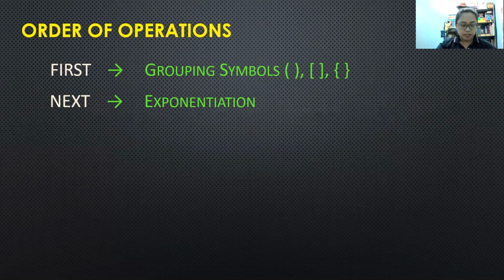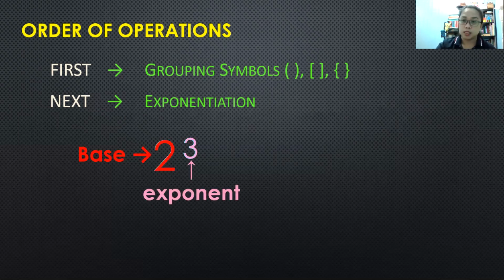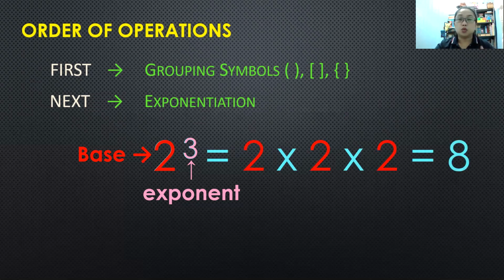Paano nyo malalaman o masasabi na may exponentiation? Okay, suppose you have encountered this number, no? Yung 2 raised to 3. Yung 2 dyan is what we call the base. And 3 is what we call the exponent. So pag ganyan yung notation ng number, that's exponentiation. And it comes second to the order of operation. And exponentiation is actually repeated multiplication. So in this case, yung 2 raised to 3, yung 2 na base, ginamit natin ng 3 beses sa repeated multiplication natin, which will give you 8.